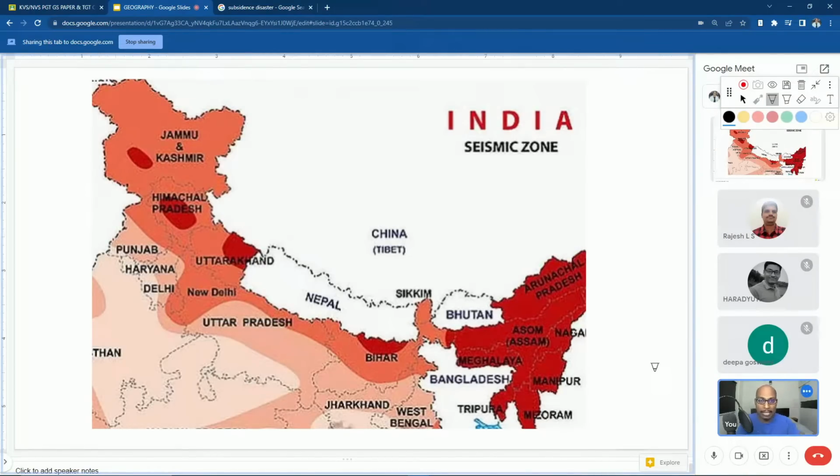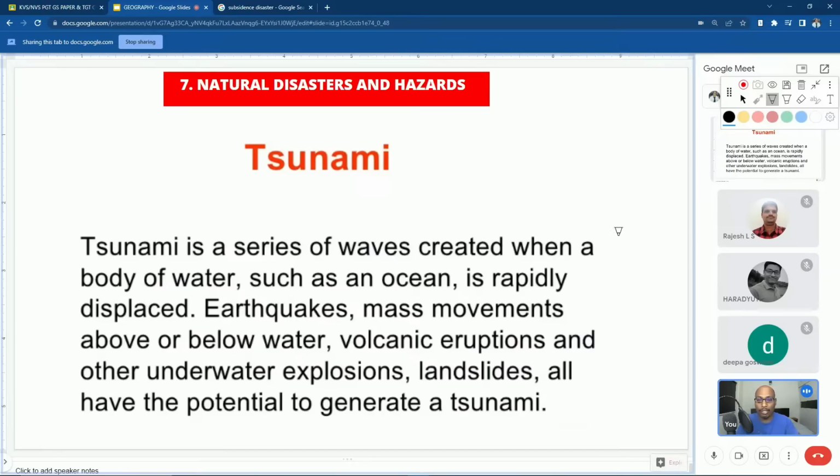And this is the seismic zone map, where the high risk zone is given in red color. So Assam, Meghalaya, Manipur, Mizoram, Nagaland, Arunachal Pradesh, Bihar, some parts of the foothills of the Himalayas, and Uttarakhand, Himachal Pradesh, Jammu Kashmir, these are in the high risk zone. And the earthquake measurement is done using the Richter scale and seismography graph.